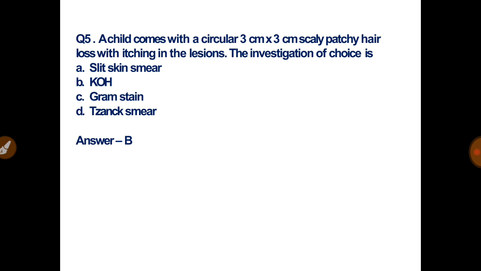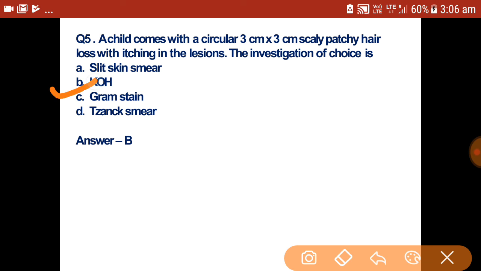AIIMS are asking that a child comes with a circular 3x3 scaly patchy hair loss with itching in the lesion. Investigation of choice is, so pick up the terms: scaly, itchy, localized patchy hair loss in child, probably a tinea capitis. Thus the answer becomes KOH smear, which is done from the loose hairs. Split skin smear is for leprosy and leishmania. Tzanck smear is for herpes and pemphigus.